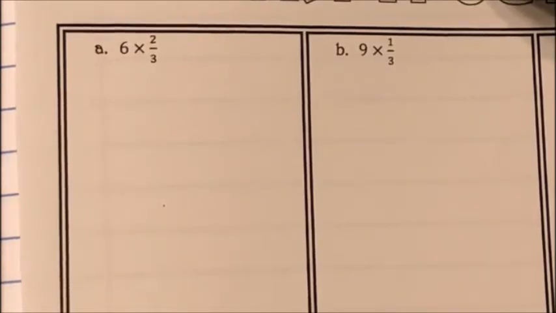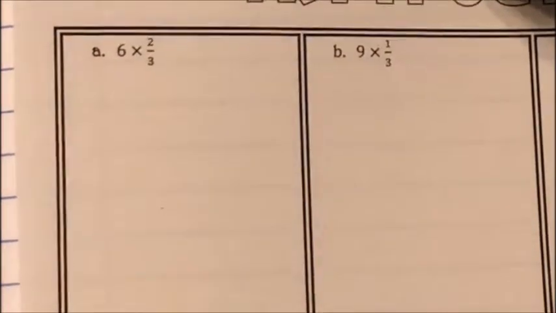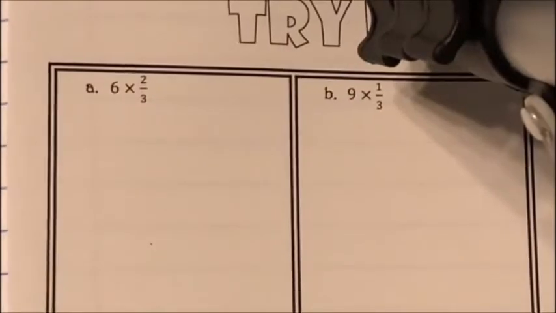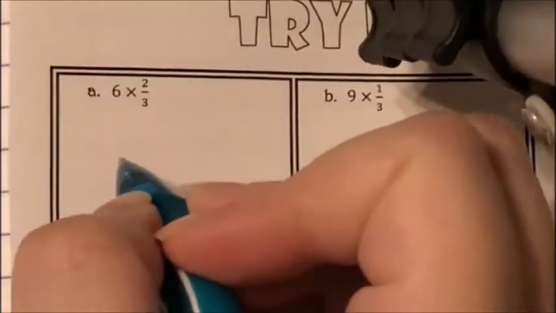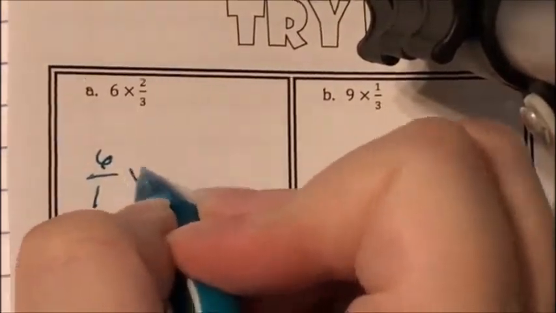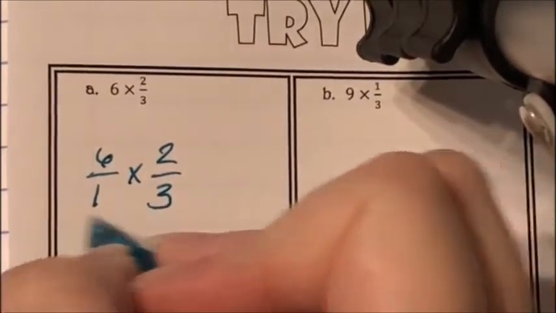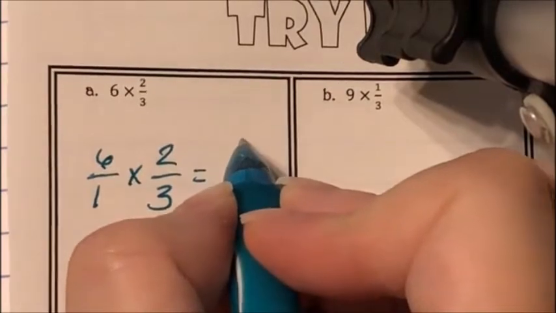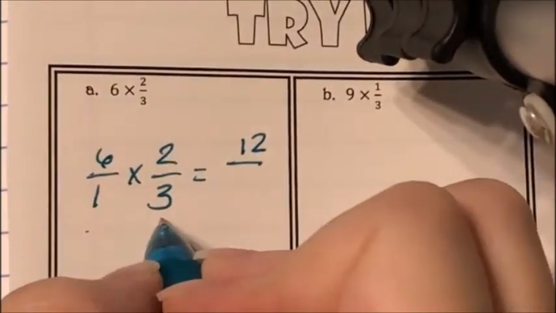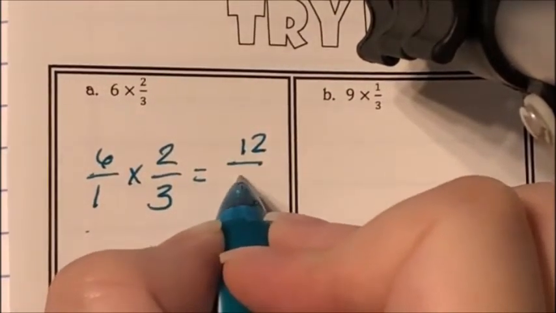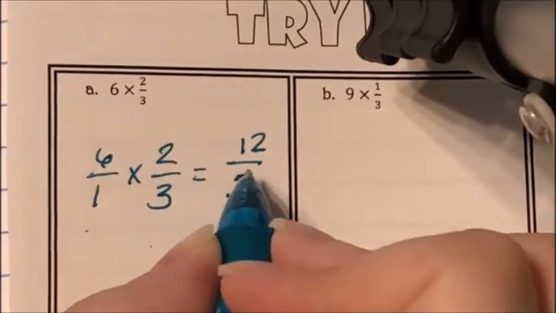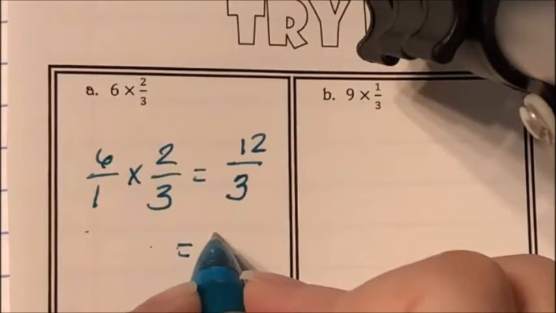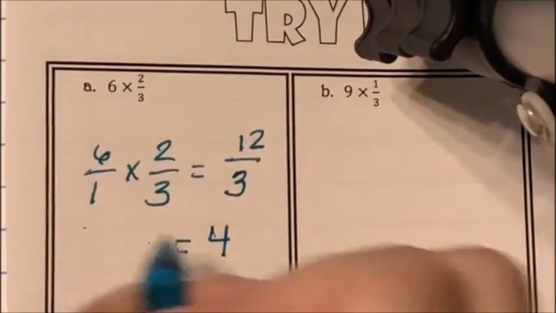Letter A says 6 times 2/3. I'm going to rewrite 6 as a fraction, so I have 6 over 1 times 2/3. I'm going to multiply my numerators together, 6 times 2 is 12, and multiply my denominators, 1 times 3 is 3. I can leave it as 12/3, or I can simplify. 3 goes into 12 4 times, so I'm just left with 4.